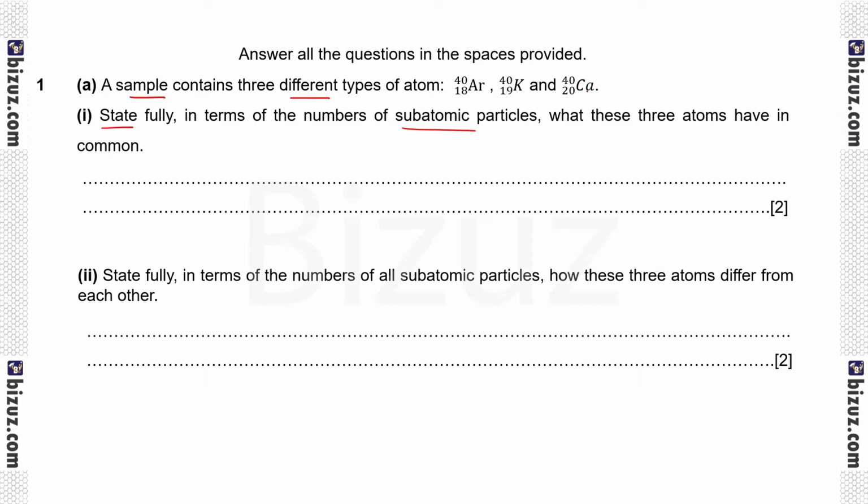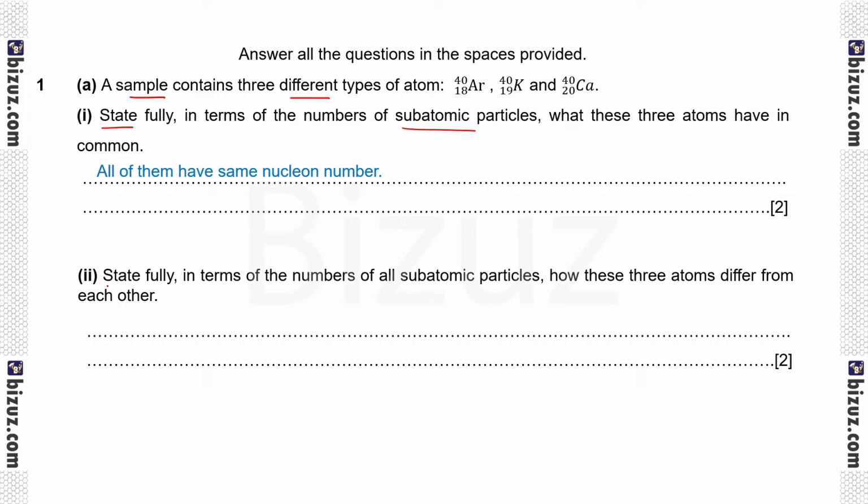Now all these 3 species, that is these 3 atoms, they have the same nucleon number. That is, for argon the nucleon number or the mass number is 40, for potassium the nucleon number or the mass number is 40, and as well as for calcium also it is 40.